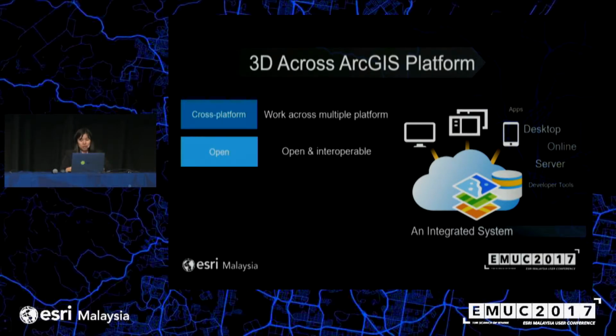Why do we call it open? Because an enterprise system needs to be open and interoperable so organizations can quickly integrate new data sources and innovate using new technology.